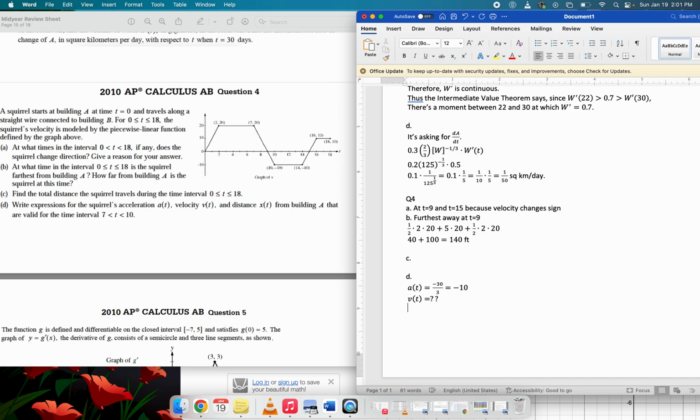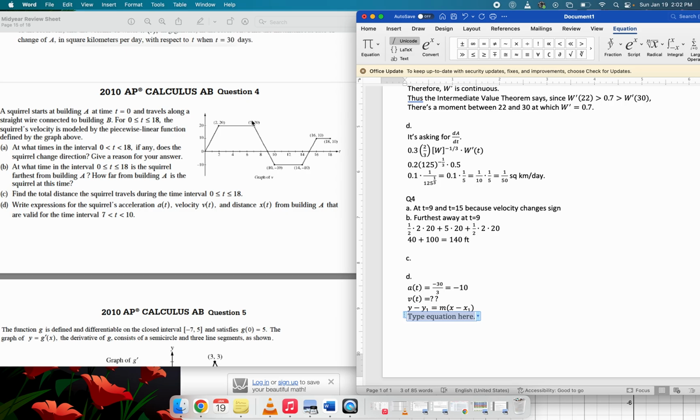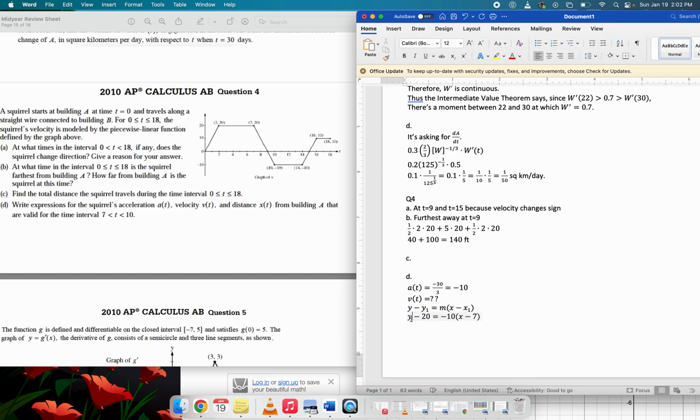I would start by just using point slope form probably, because we know the slope already, and we know a point on that line. So point slope form, that's y minus y1 equals m times x minus x1. So let's use this point here, 7 comma 20. So that'd be y minus 20 equals the slope, which we already said is negative 10, times x minus x1, which is 7. Of course, you want a formula for the function y, so you should solve that for y. So you have y is equal to negative 10 times x minus 7 plus 20.